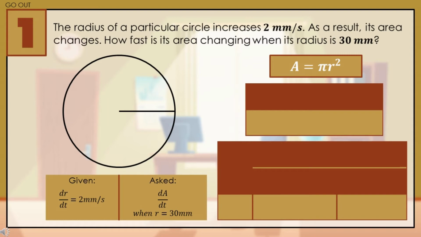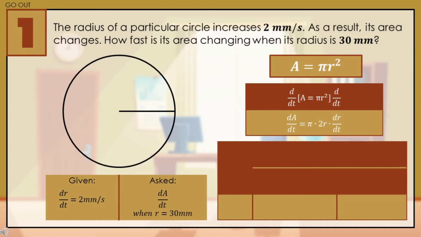Before substituting, we will differentiate the equation with respect to time. We must follow the implicit differentiation and the chain rule in this step. We do this by multiplying the equation by d over dt on both sides. By doing so, our new formula will be dA over dt equal to pi 2r times dr over dt.